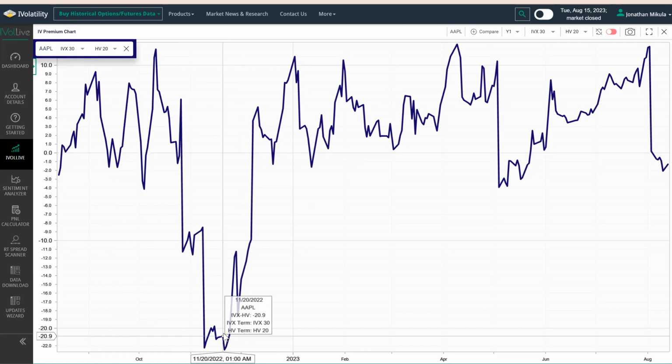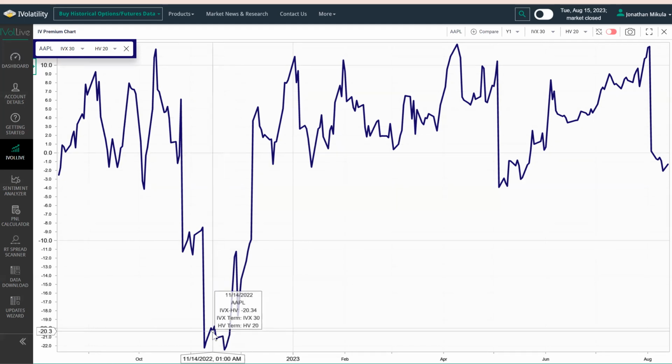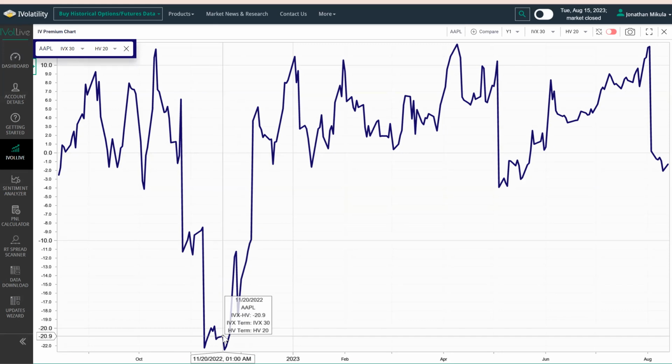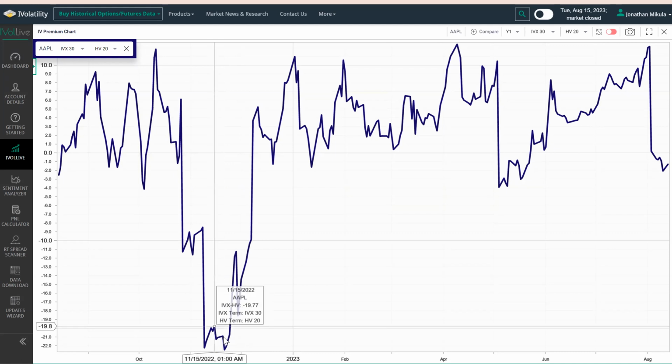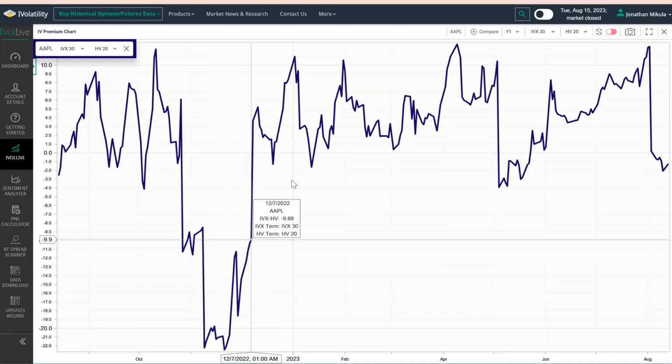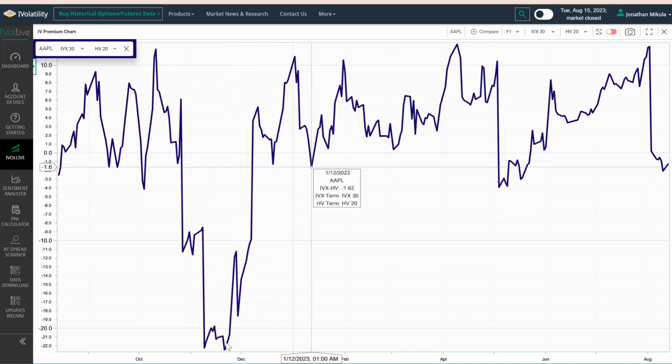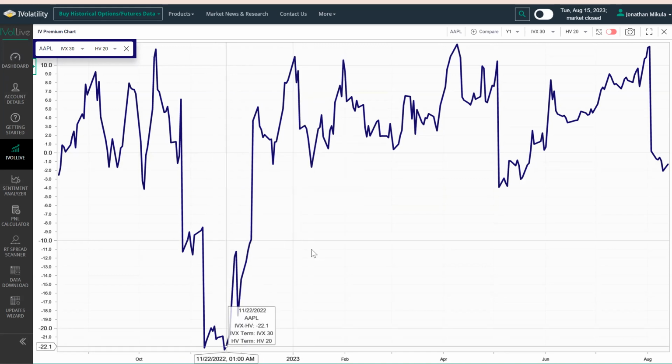So, just as a trader, when I see a point like this in November 2022, where implied volatility was so low relative to historical volatility, I'm going long options here all day long, because that means they're super cheap relative to what they typically are. So this is how I use this chart to try to time when I want to be buying options cheaply.